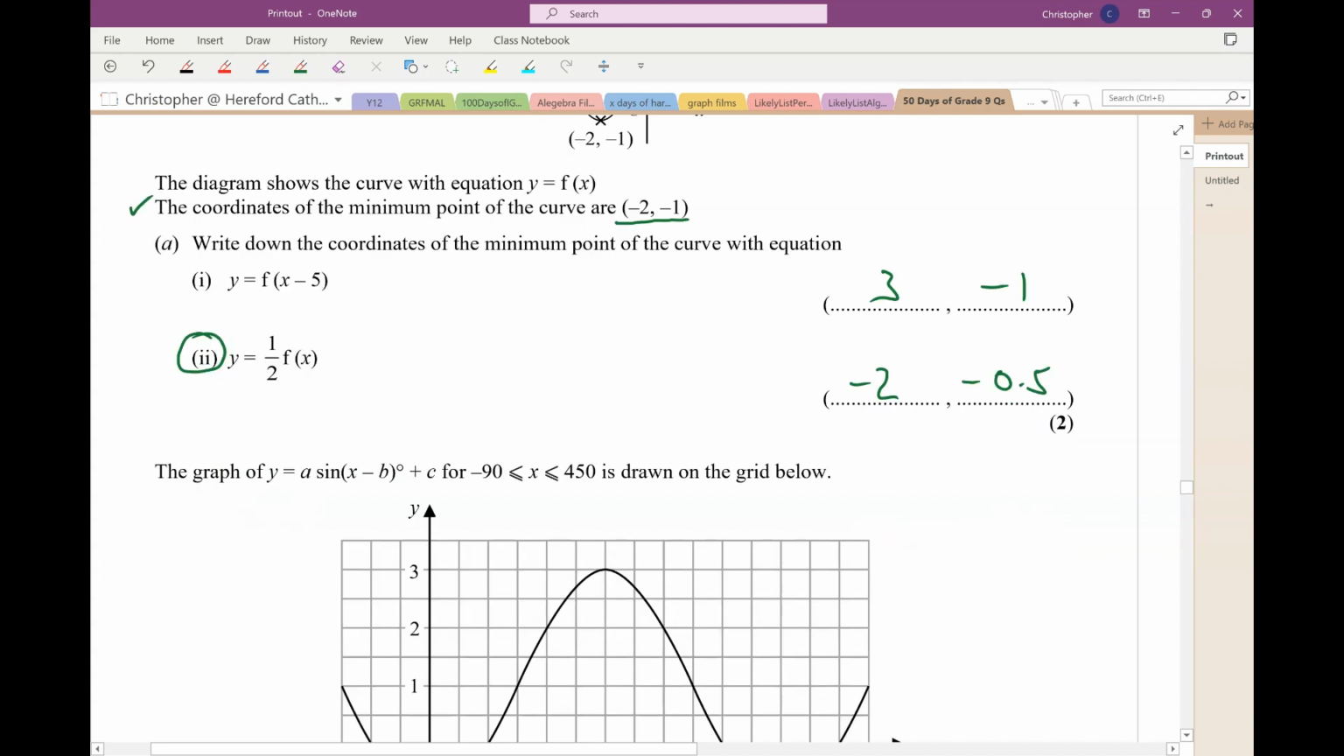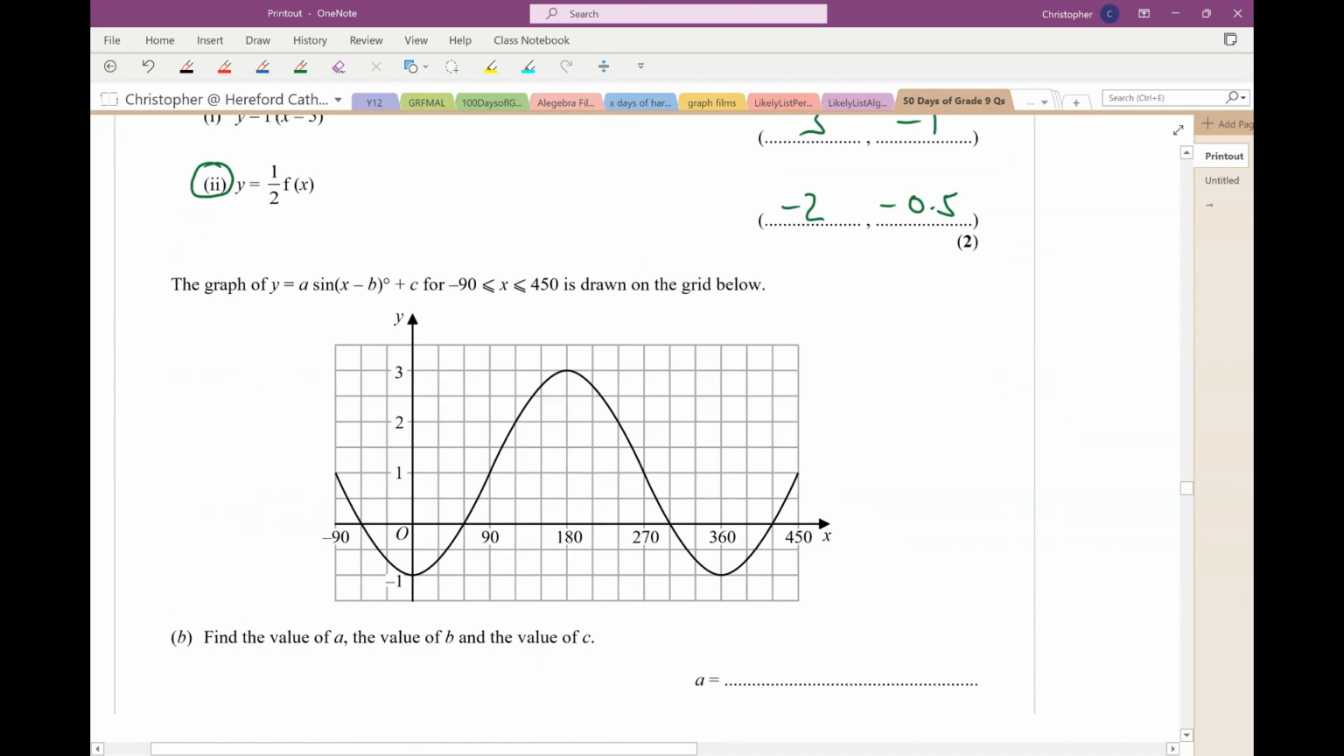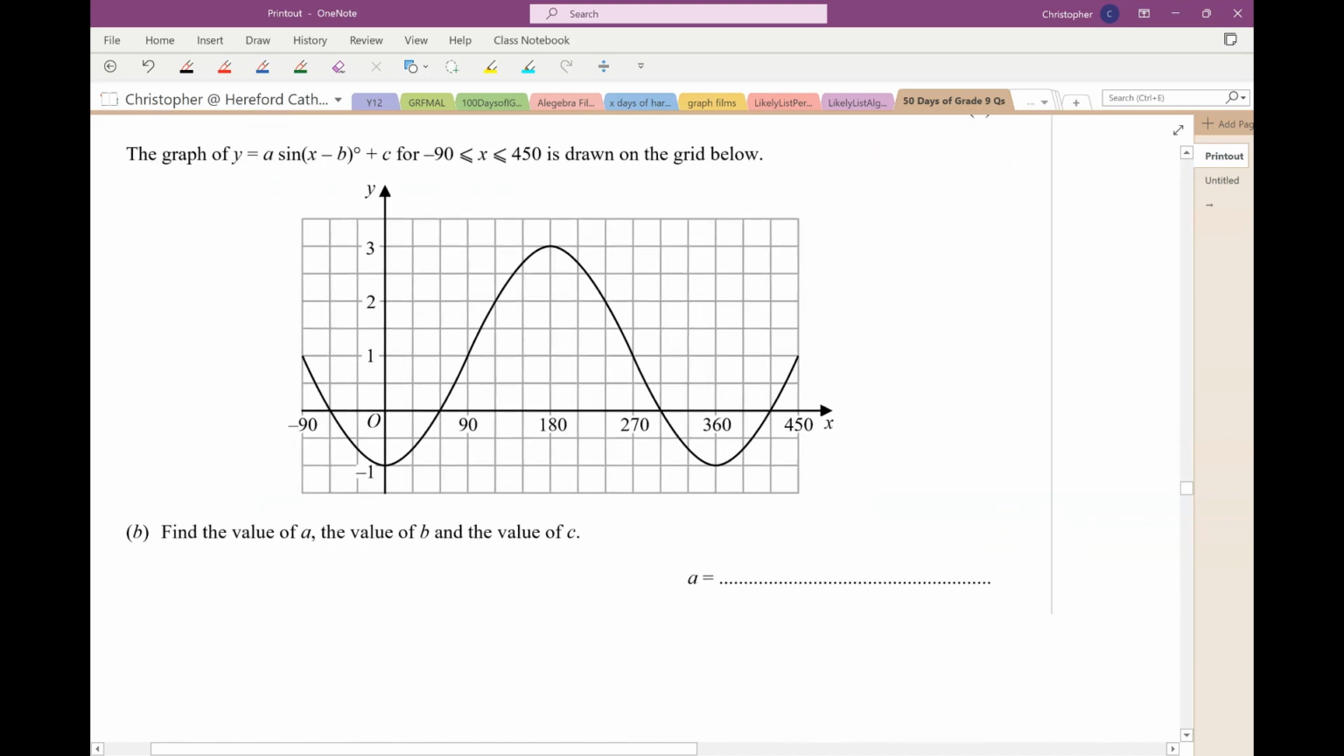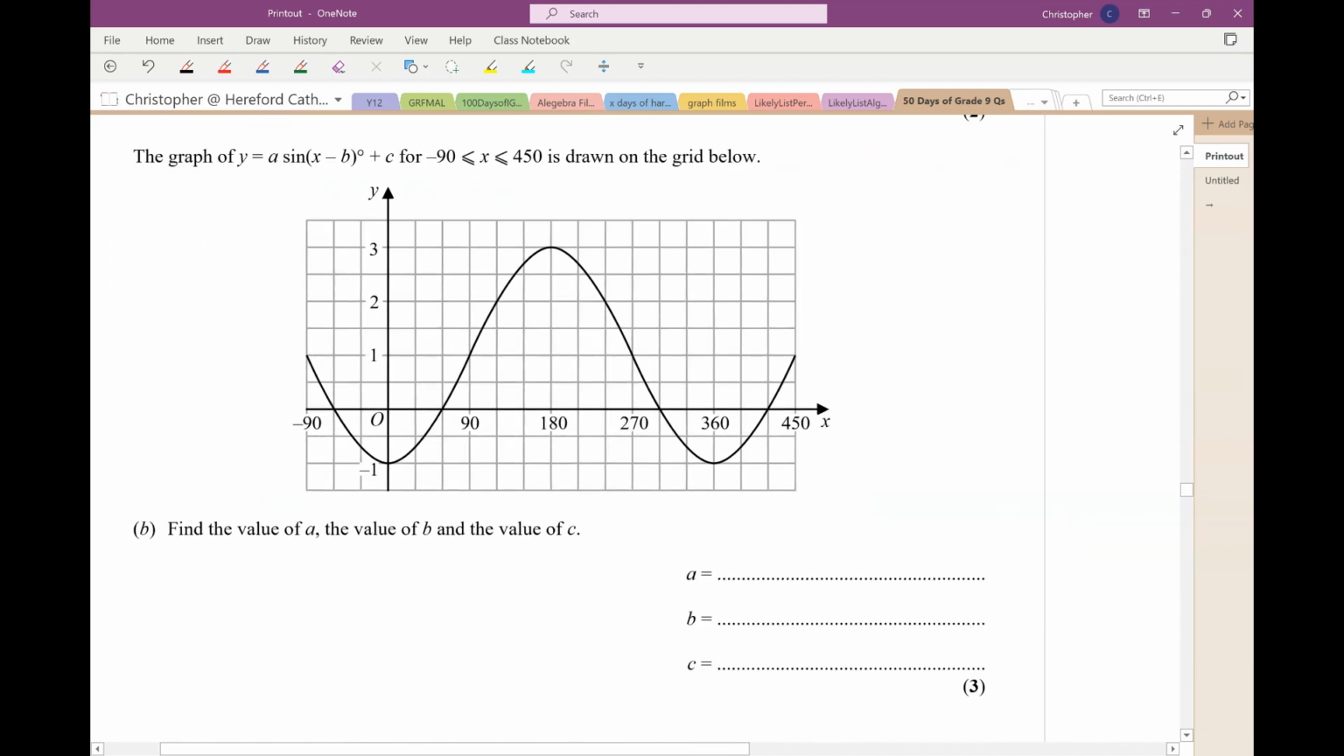Okay, let's have a look at this question here. The graph of y equals a sine of x minus b plus c. Right, so look at this. I've got a stretch there, I've got a movement up or down, and I've got a movement along. Okay, great. Let's have a think. Find the value of a, b, and c.